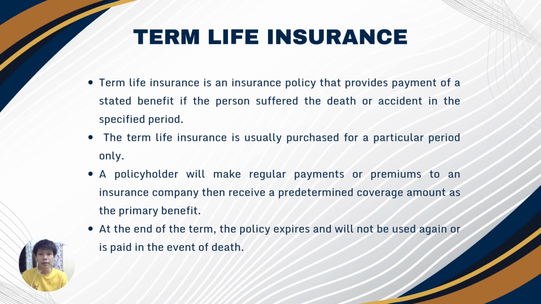Now I would like to explain term life insurance. Term life insurance is an insurance policy that provides payment of a benefit if the person passes away within a specific period. This insurance is usually purchased for a particular period only. The policyholder will make regular payments, or premiums, to an insurance company that provides a determined coverage as the primary benefit. And this policy will expire and cannot be used again after the end of the term.